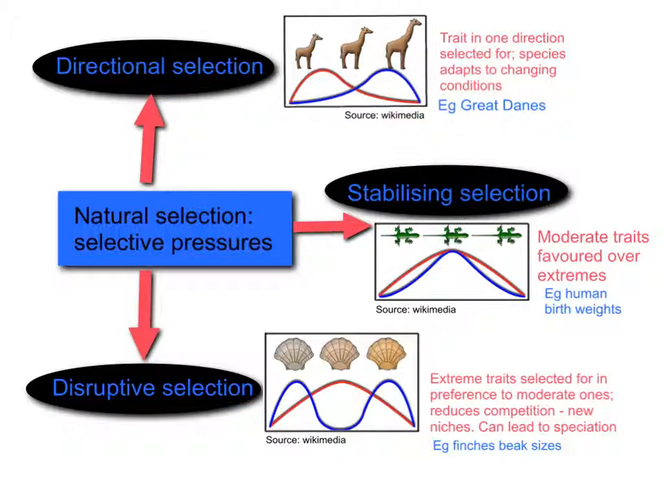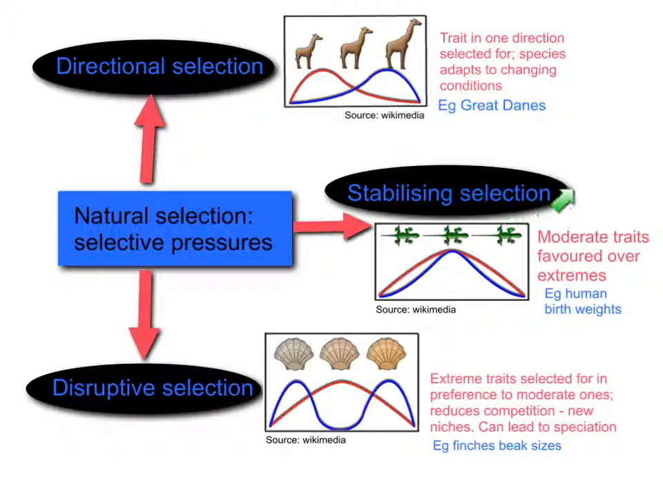Another example we could talk about is Great Danes. This is not really natural selection as such, but partially artificial selection as well. Great Danes are a very large dog. Originally, they were bred to carry out a certain function, live in a certain habitat. And that's how they've been selected for being much larger than your average dog.